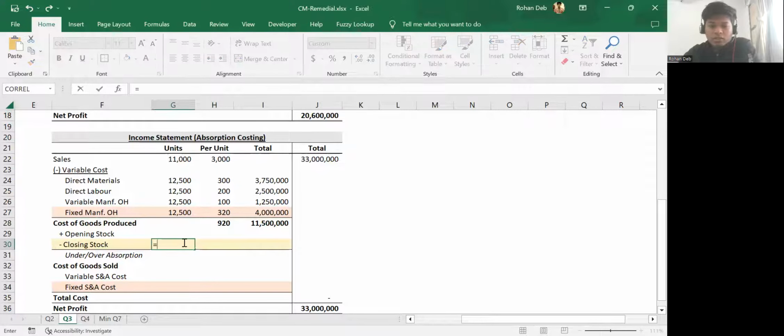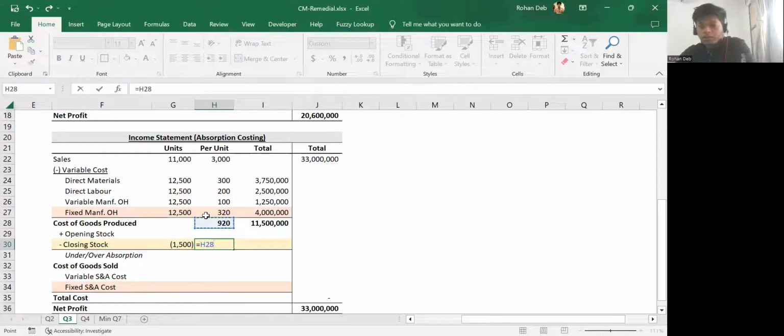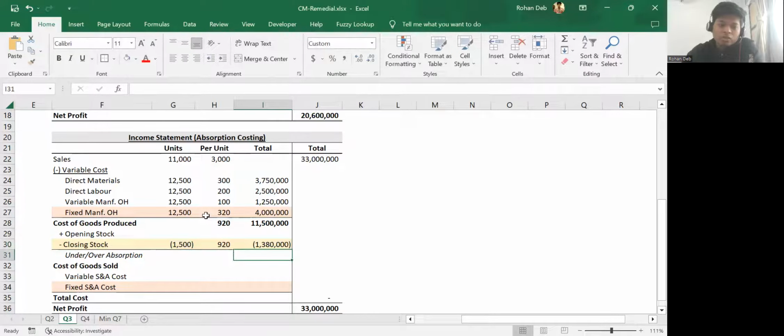What is my closing stock? Closing stock is this minus, so this is negative, so minus 1500 is my closing stock because I was not able to sell these. Per unit cost, again like before, I'll take this value only, whatever was my cost of goods produced, because these were produced during this time. If it was produced in an earlier period, then the cost of goods produced would be changed to that period. So here, because it's produced this year, 920 was the cost for these. So I'll multiply these again, equal to this multiplied by this.